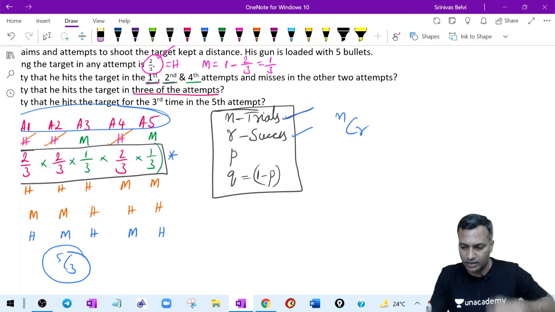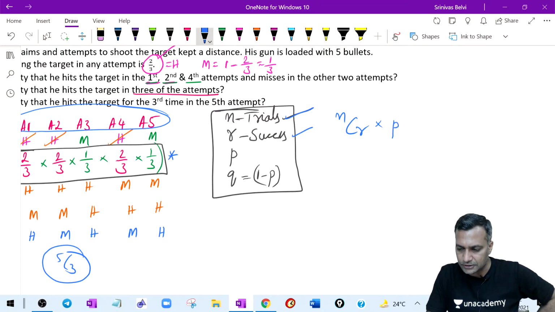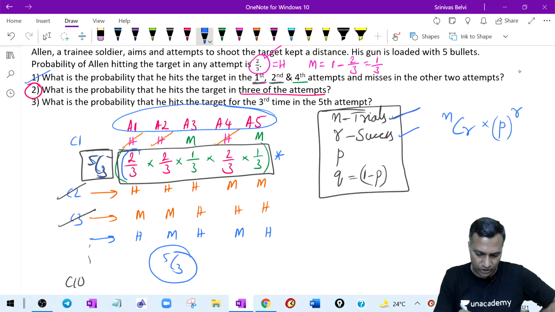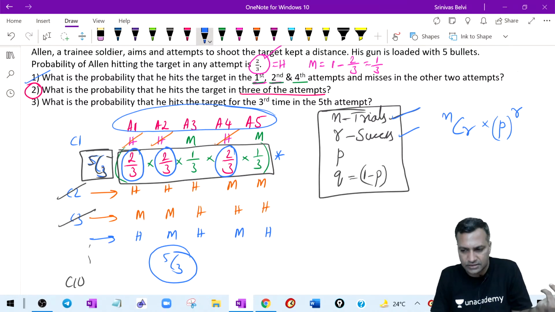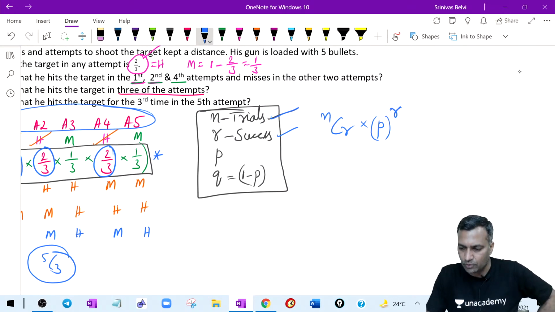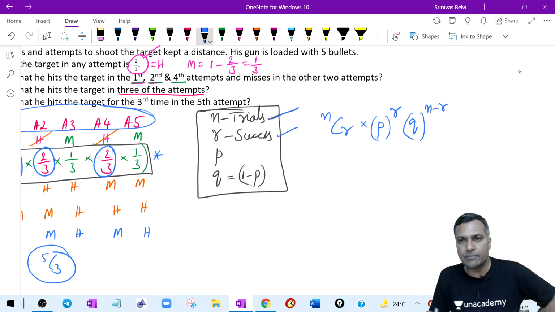Similarly, NCR. What is the probability of the success? P. How many times do I want this success? R times. So just like here, 2 by 3, 2 by 3, 2 by 3. Didn't we write it 3 times? Yes. So that is what it means. R times I want the success. What is the probability of the failure? Q. How many times should it fail? Remaining times.